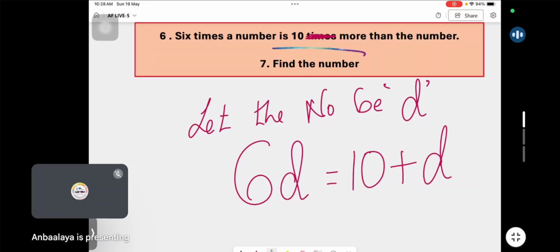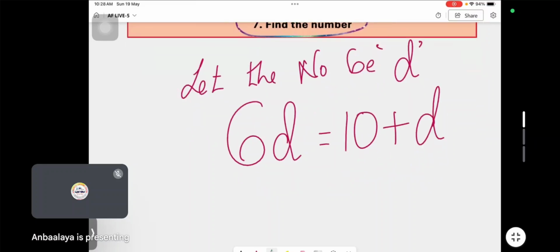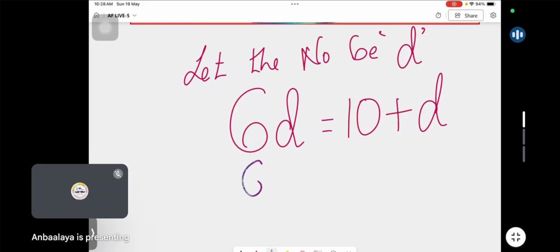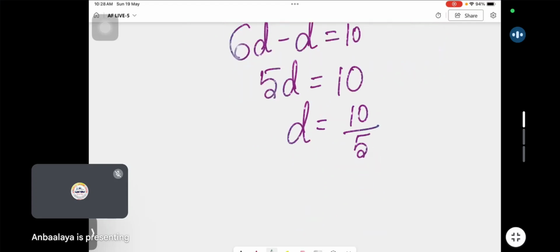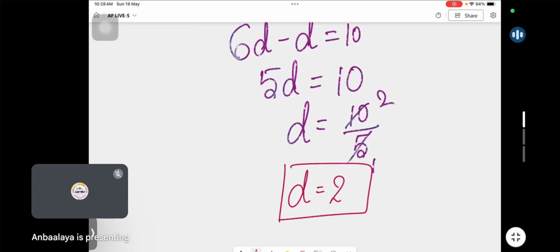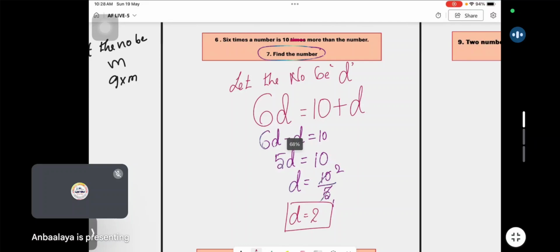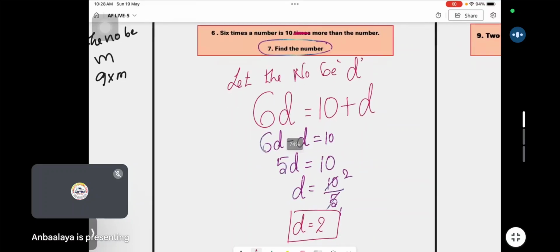This forms the linear equation. But they are asking one more question: find the number. So solve this. 6D minus D is equal to 10. 5D is equal to 10. D is equal to 10 by 5, so D is equal to 2. This is your answer. In this question they are asking us to find the number, that's why we are finding it. Otherwise, we need not find it.